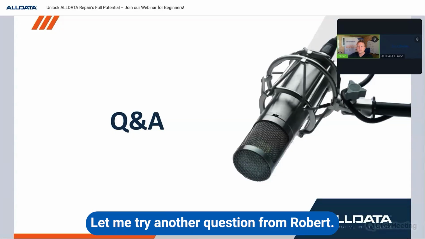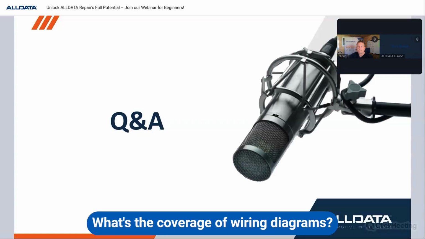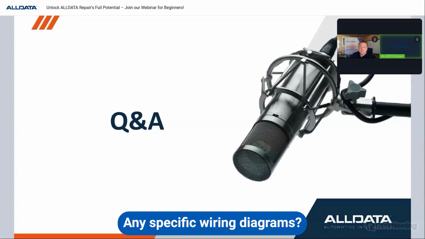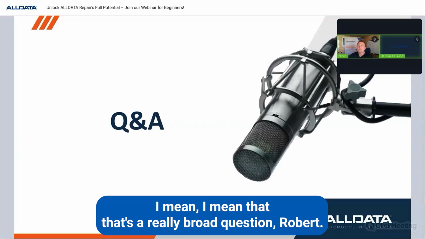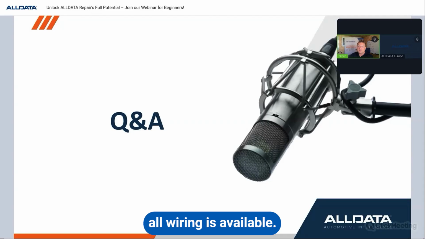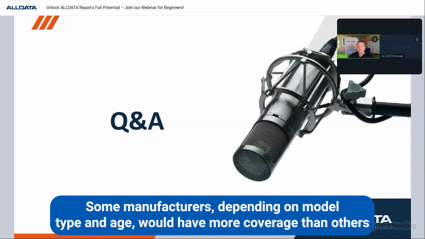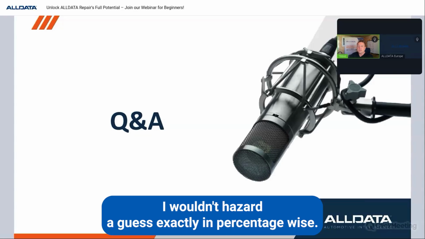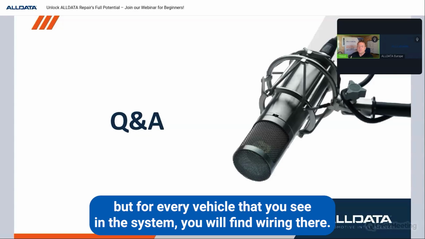Great. And we've had another question from Robert. What's the coverage of wiring diagrams? Any specific wiring diagrams? That's a really broad question, Robert. For the majority of vehicles that you will see in the list here, all wiring is available. Some manufacturers, dependent on model type and age, would have more coverage than others, but there's a lot of wiring information in there. I wouldn't hazard a guess exactly percentage-wise how much is there, but for every vehicle that you will see in the system, you will find wiring there.